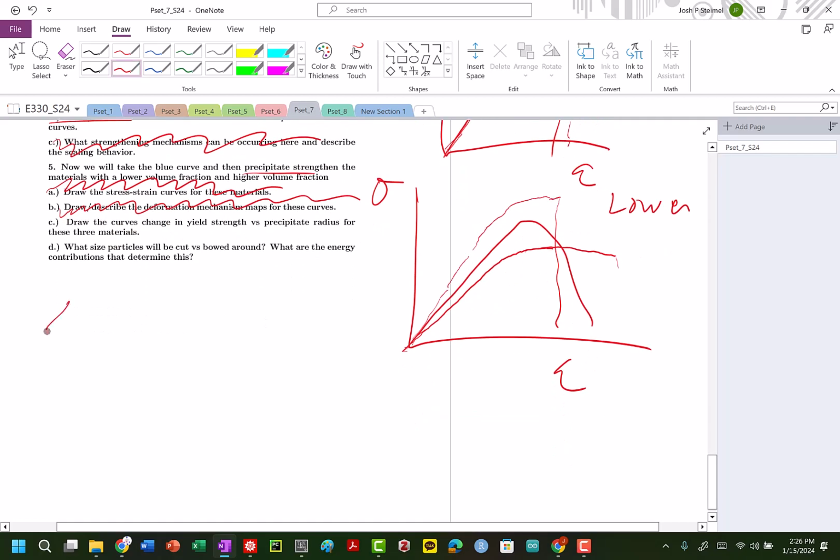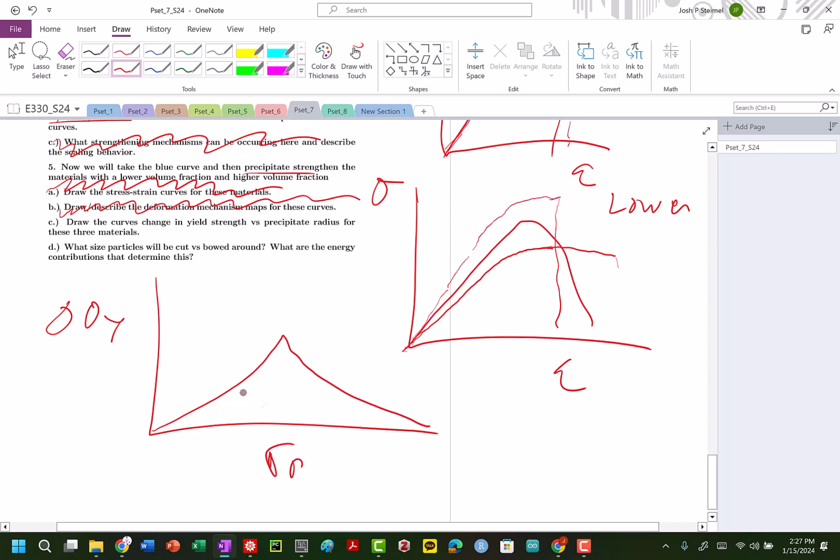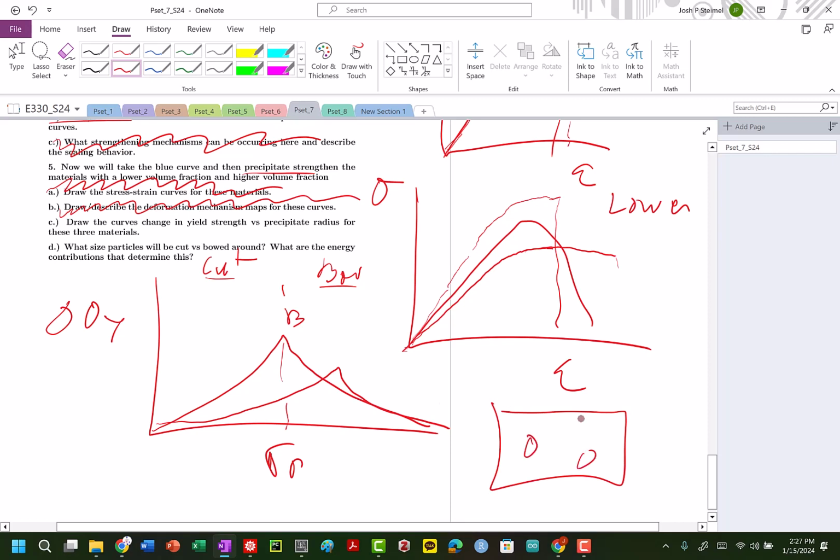Excellent. So if we look at the change in the yield stress versus precipitate radius, for the normal one, we'll just go like this. Lower volume fraction. Remember, we want to cut small particles. So we want to cut here, and we want to bow around larger particles because we don't want that surface area here. And the change in curvature is smaller for larger particles. So if this is our normal blue curve, if we decrease the volume fraction, we're going to have a lower change there. If there are fewer precipitates, we can cut more because there's not that huge change in the energy penalty.